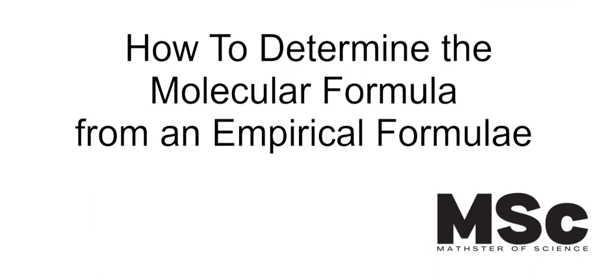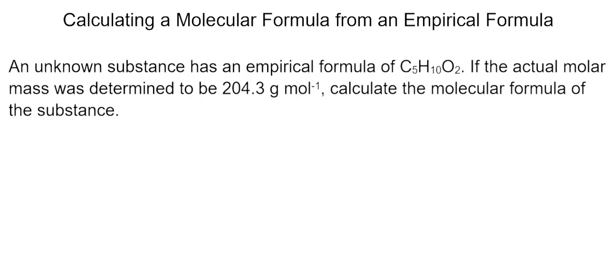In today's lesson, we're going to look at how to determine the molecular formula if we know the empirical formula. The common way this will present itself is you'll be given the molar mass. And molar mass can be determined through other techniques when we have an unknown sample, but it in and of itself is not enough to get the molecular formula. But if we happen to know the empirical formula and the molar mass, then we do have enough information to determine the molecular formula. So in this example, we have an unknown substance that has an empirical formula of C5H10O2.